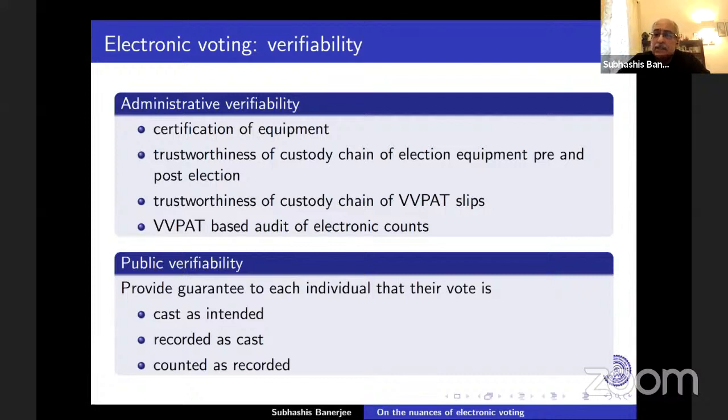There is a trustworthiness of custody chain of VVPAT. VVPAT is the voter verified paper audit trail. So this is a paper audit trail, where every vote that is cast is also recorded on paper. This was introduced in India from the 2014 parliamentary election, but in the 2019 election, every vote had a VVPAT step. And the trustworthiness of the correct custody chain of VVPAT is also defined through a very complex process. And finally, there is a VVPAT-based audit of electronic counts. So this is what is called administrative verifiability.